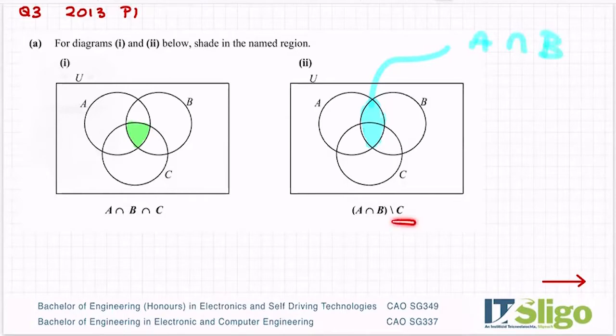So what is the difference then when it's less C? Well, you cover up C. And if you start covering up C, you'll see that that piece disappears. So this is now A intersection B less C. Okay, so I hope that's okay.